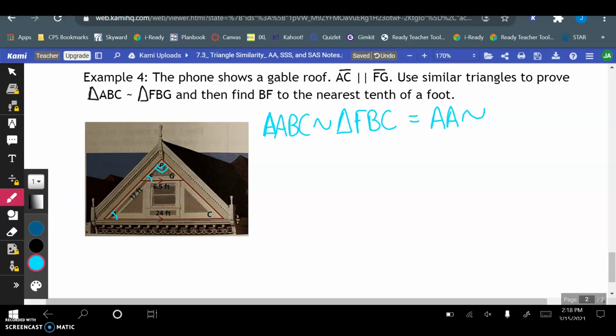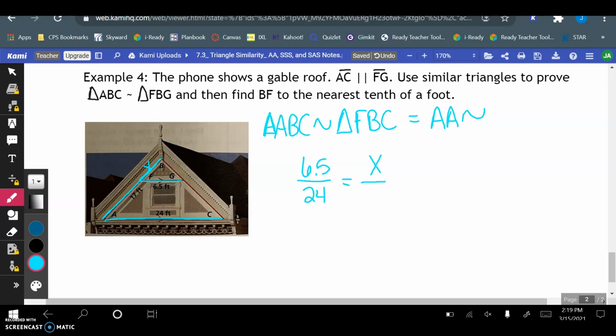Now we need to find BF. So let me erase my marks here. So BF is right here. We don't know what that is. We do know that this bottom here is 6.5, and it is similar to the bottom here, which is 24. So now we need to set up the ratio of the sides. So I did the smaller triangle on the top, so our X value is going to go on the top for the smaller triangle. And then this right here is X plus 17.